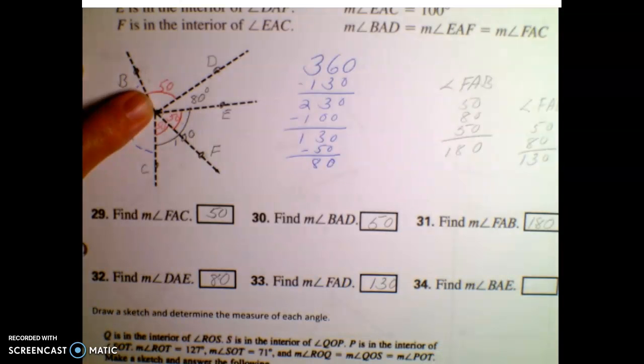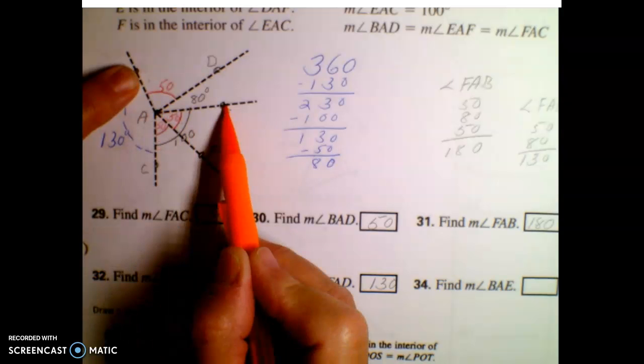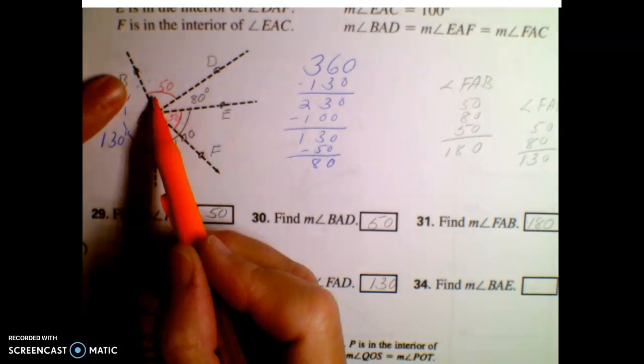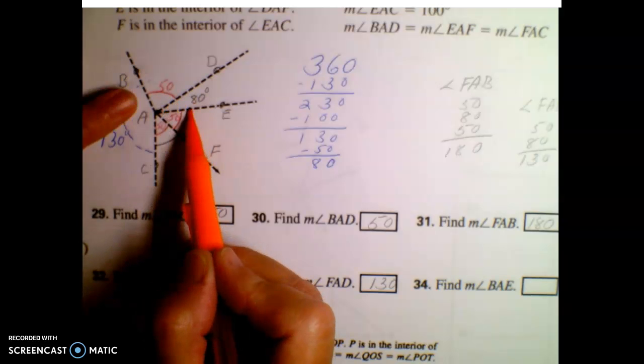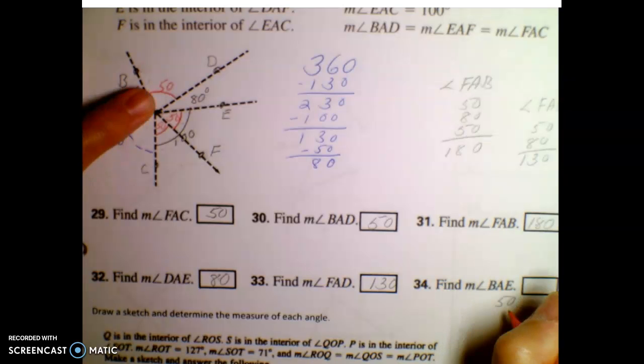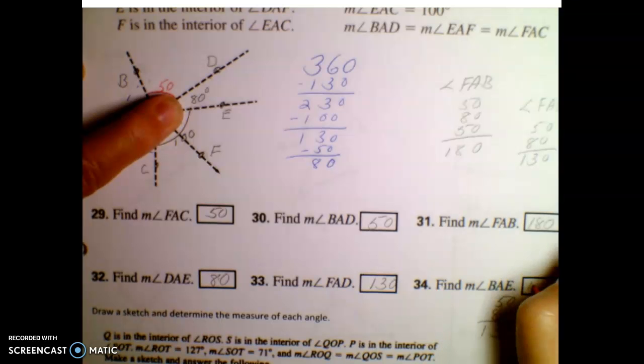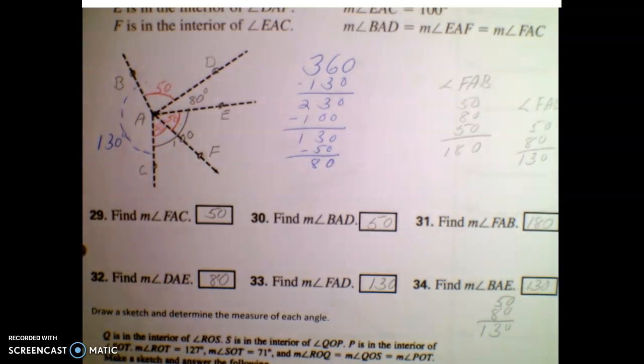And the last one, BAE. So if we start here, B, go here, A, and go to E, BAE. It's this angle plus this one. So BAE is the 50 plus the 80, or 130. Okay, that's probably the toughest one that you're ever going to have to do, because it makes you think about the back side over here and how this is 130 degrees and that these definitely measure more than 180 degrees.